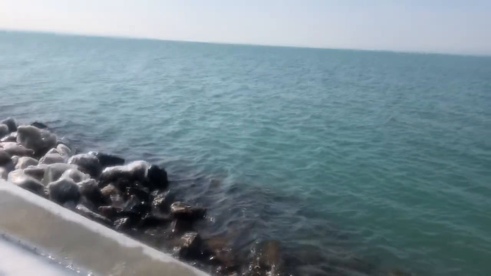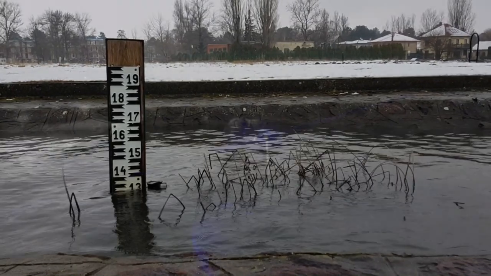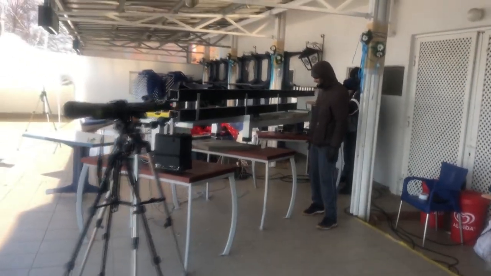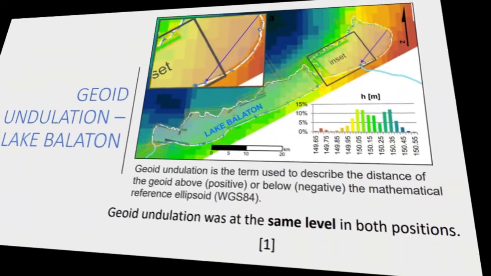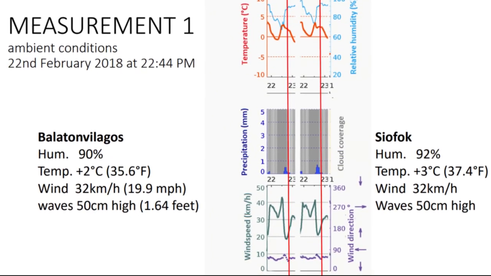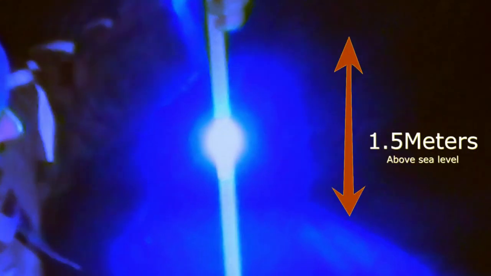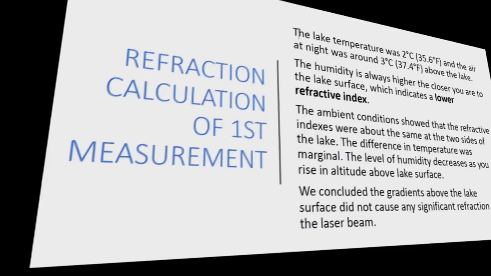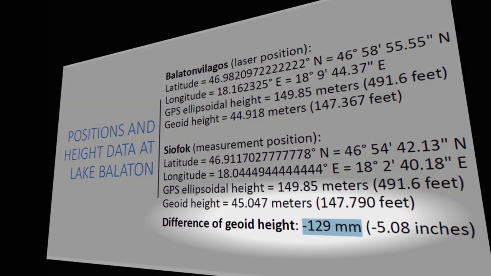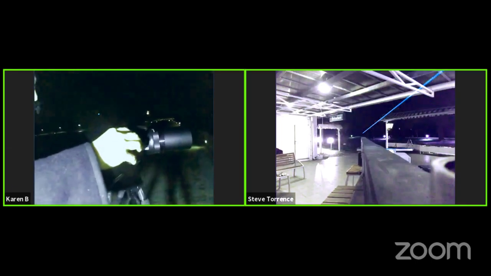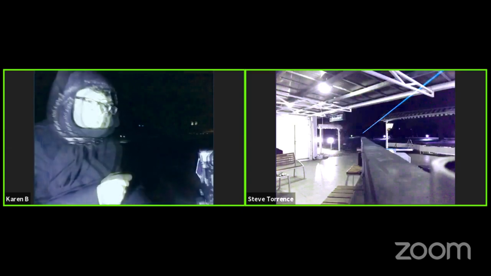FECORE concluded that the gradients above the lake did not cause any significant refraction of the laser beam. To reach the maximum precision, FECORE factored in all the possible corrections for the WGS-84 geoid and calculated the mean sea level ellipsoid, the geoid undulation, and the refraction corrections for each measurement. The height of the laser pointer was 1.5 meters and the observation position height was at 1.6 meters. The WGS-84 geoid map shows 0.129 meters geoid undulation at both sides of the measurement.